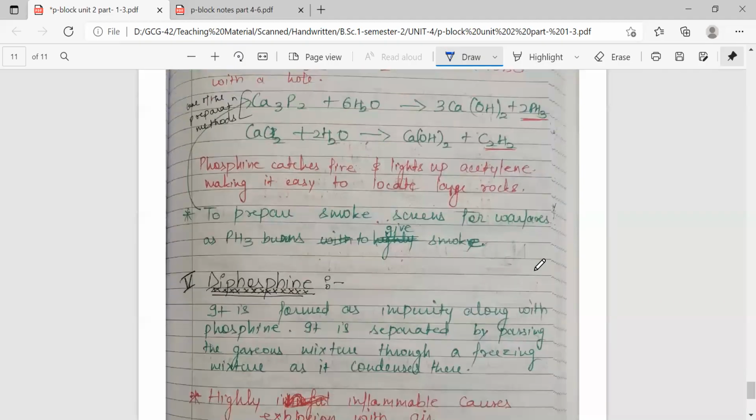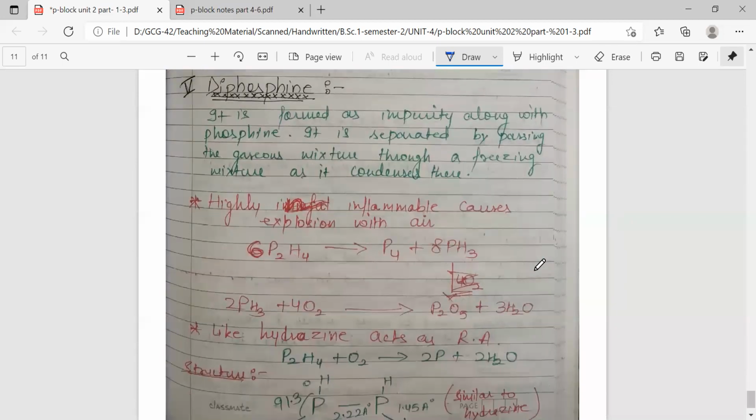Now the next compound is diphosphine. It is very much similar to hydrazine. It is formed as an impurity along with phosphine. It is separated by passing the gaseous mixture of phosphine and diphosphine through a freezing mixture, and it is condensed there because it is more condensable than phosphine. It is highly inflammable. It causes explosion with air.